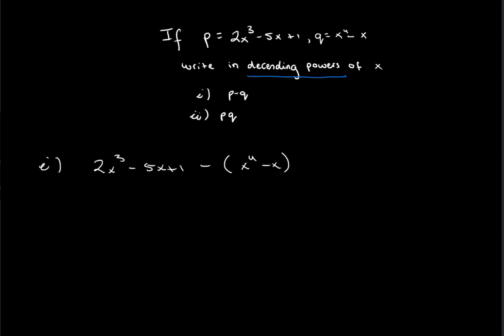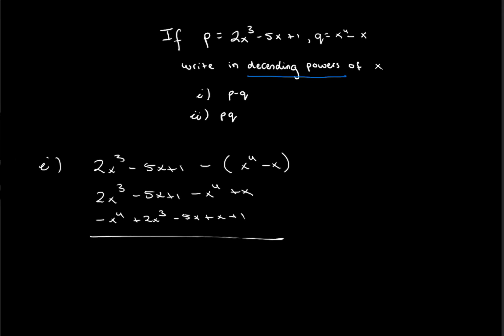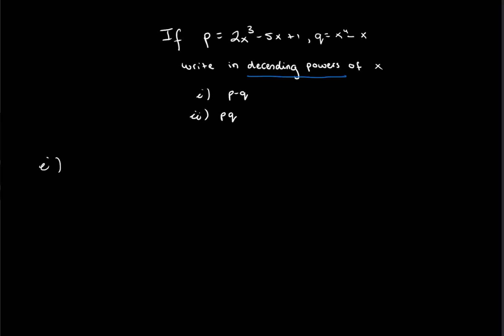So let's try and subtract this. 2x to the power of 3 minus 5x plus 1 minus x to the power of 4 plus x. So we can write it in descending form. Descending form would be negative x to the power of 4 plus 2x to the power of 3 minus 5x plus x plus 1. So this is our final answer, and this would get us our full marks. This is descending powers, and we've subtracted q from p.